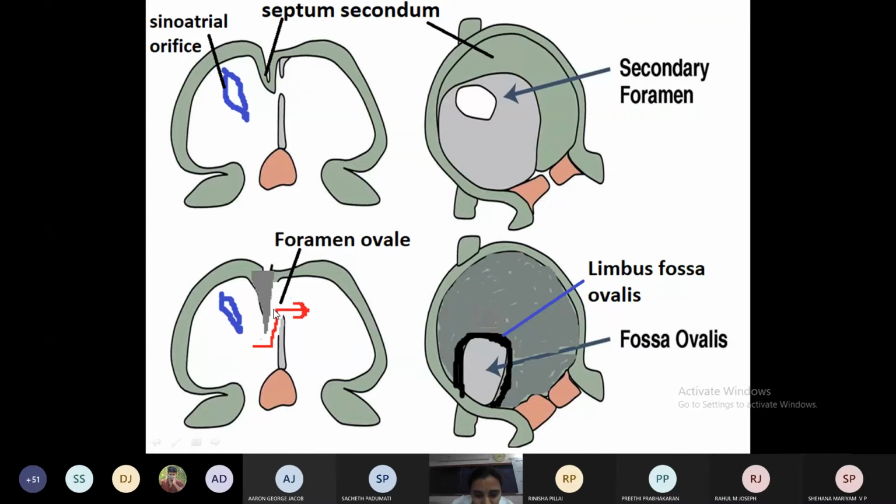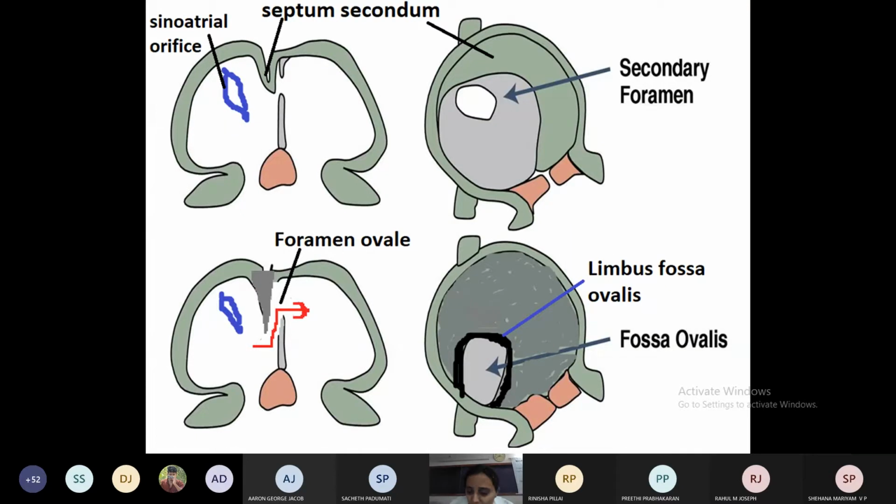When you look at it, you can't see any foramen or anything like that. But there is an aperture which allows the flow of blood from right to left. When the pressure in the left atrium increases, it will not allow the flow of blood from left to right. It's a one-way valve. It will allow the flow of blood from right to left, not from left to right. You understood?